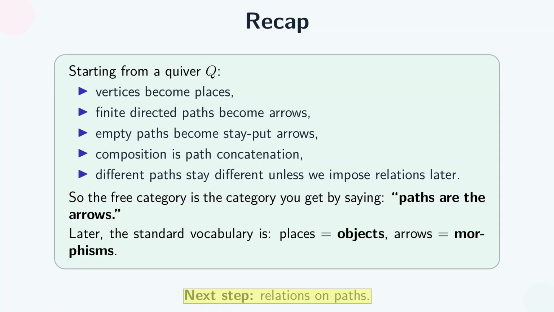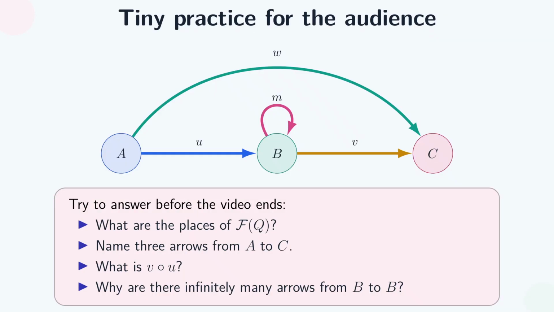Let us end with a small practice exercise. This is a very good moment to pause and test whether the construction has become natural. We are given a quiver with vertices A, B, and C, and arrows U, V, W, and M. The first question asks, what are the places of f of Q? That means, what are the objects of the free category? And the answer should come immediately now. The objects are just the vertices of the quiver. So the places are A, B, and C.